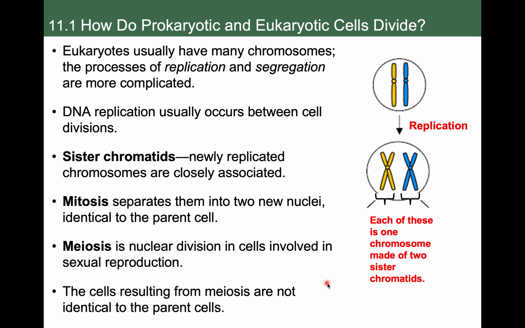All right, so we're going to focus primarily on eukaryotic cell division here. And as I mentioned, it's a little bit more complicated in eukaryotes just because you have lots of linear chromosomes. So there's more to deal with, especially in terms of the segregation part of cell division. And keep in mind, whether you're talking prokaryotic, eukaryotic cells, you have to copy all the DNA before a division event occurs.